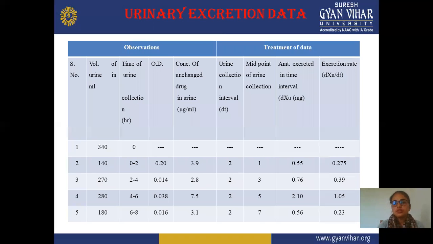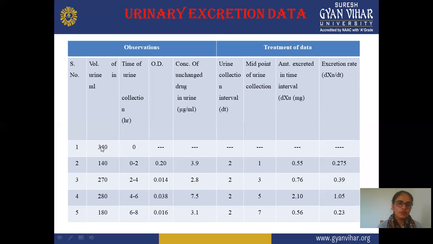Next is observation and treatment of the data. In this, the volume of urine is in ml, as you are taking the urine sample in ml. Next is the time of the urine, and the concentration of unchanged drug in urine, that is, how much drug is available in unchanged form, in microgram per ml, and time is in hours. And the urine collection interval is dt, with the mid-time of the urine collection, the amount excreted in the time interval is dxu in mg, and the excretion rate is dxu divided by dt.